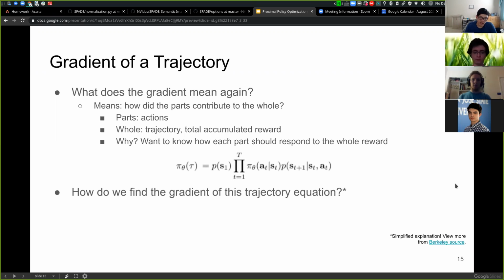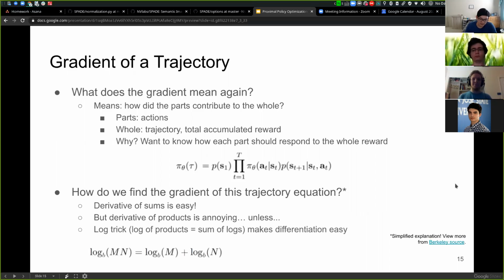So here again is our trajectory equation. How are we going to find the gradient of this? It looks a little bit complicated. If we're going to take the derivative of a bunch of sums, it's pretty easy, because for partial derivatives, everything else will fall away in the sum. But in this case, we don't have sums. In this case, we have a bunch of products. And if you remember from calculus a long time ago, if you do the product rule, it's a lot of expansion there. So that's kind of annoying.